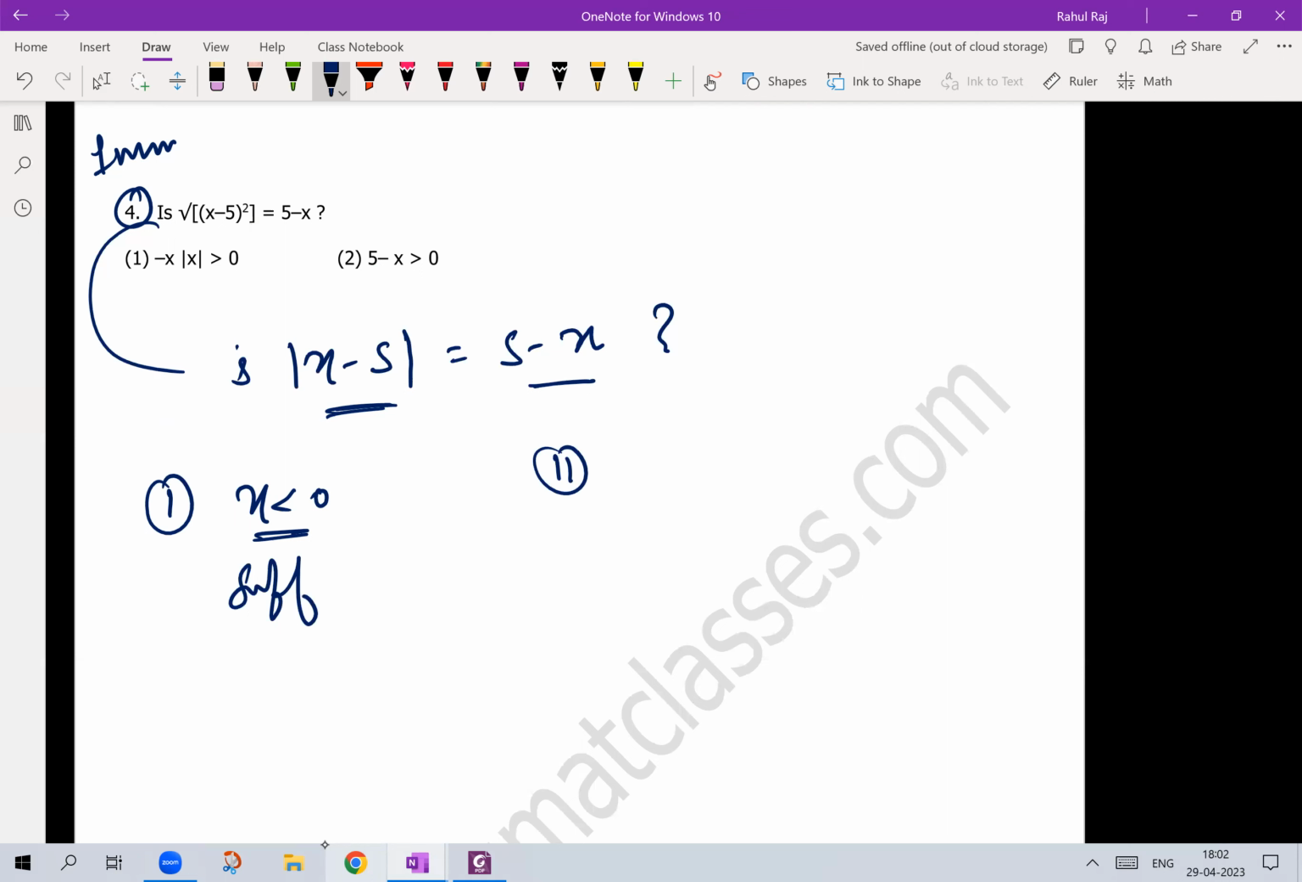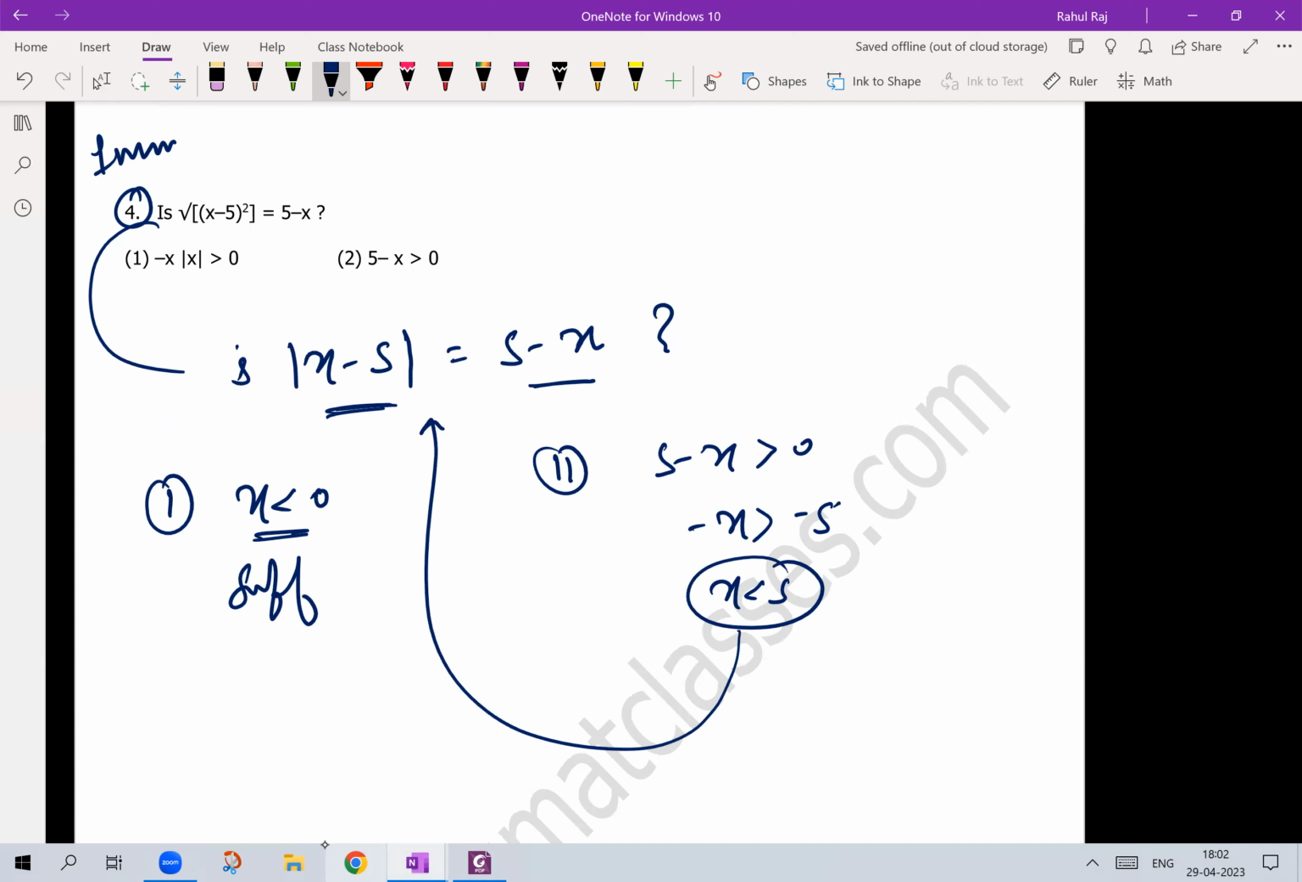Option number 2 says what? 5 minus x is greater than 0. That is minus x is greater than minus 5. That is x is less than 5. Now x less than 5, we put any value over here, see whether LHS is equal to RHS or not. You will get it. So this is also D. Clear? Any doubt here?